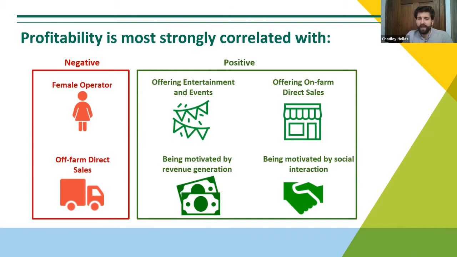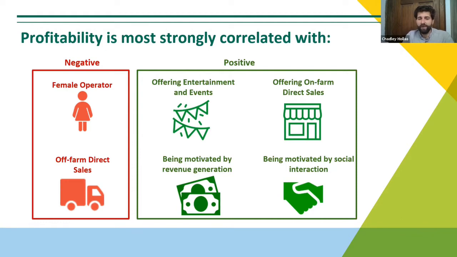But the most strongly correlated variable was being motivated by revenue, which is a good thing. People who wanted to make money seemed to actually make more money. And then also, interestingly, I think, those people that were motivated mostly by social interaction, that was also positively correlated to profitability.